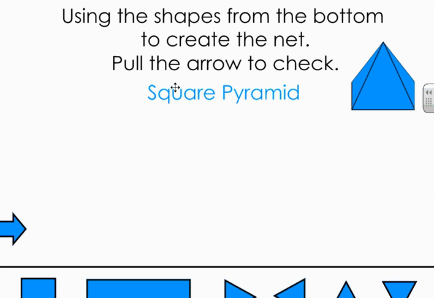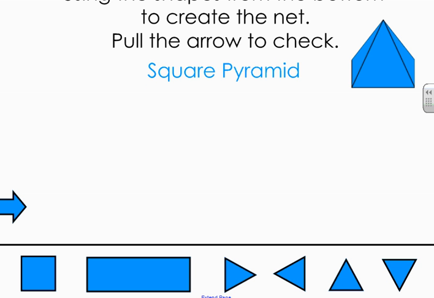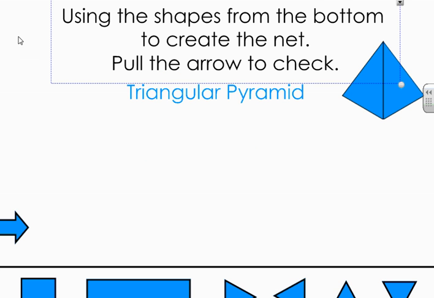Okay, this time the square pyramid. Once again, use the shapes from below. Keep in mind that the name is a square pyramid. That gives you a hint as to what the base shape would be. All right, take a peek. And there we have our base with our 4 sides folded down.